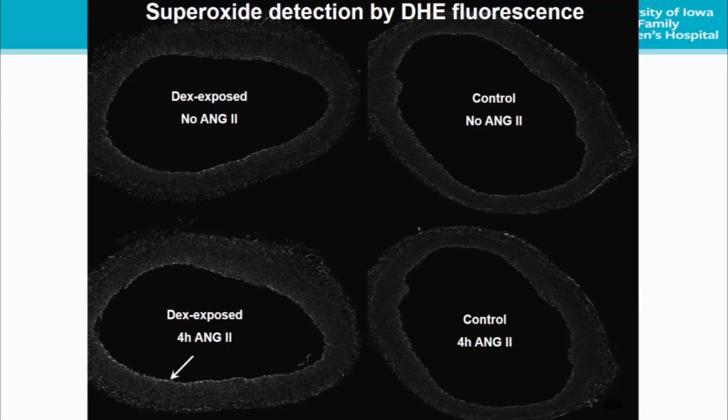And we thought, I mean, this is representative of 3 or 4 coronary arteries, maybe, that there was a suggestion of increased superoxide in the endothelium of the DEX-exposed vessels. And it was at least consistent with what we had seen by the lucigenin-enhanced chemiluminescence assay. So we're kind of pursuing that.